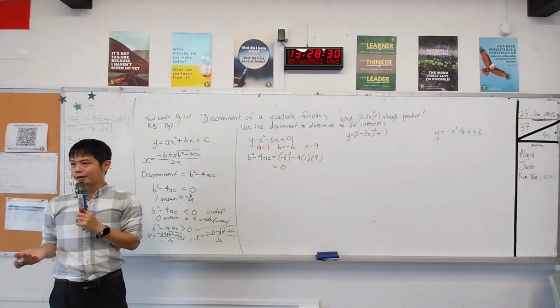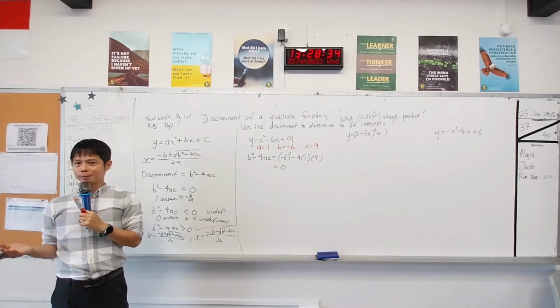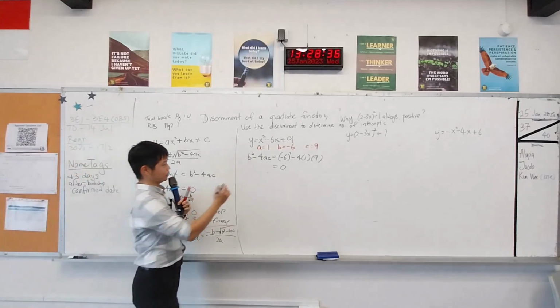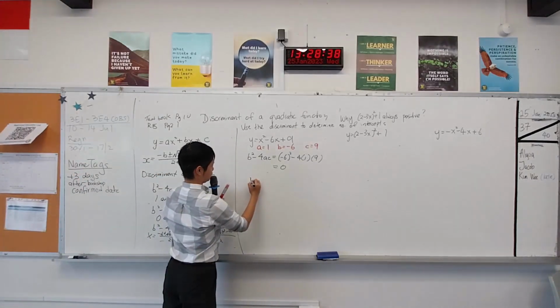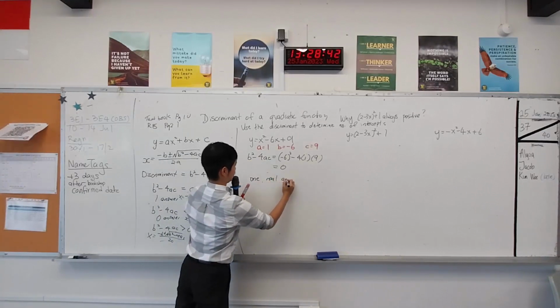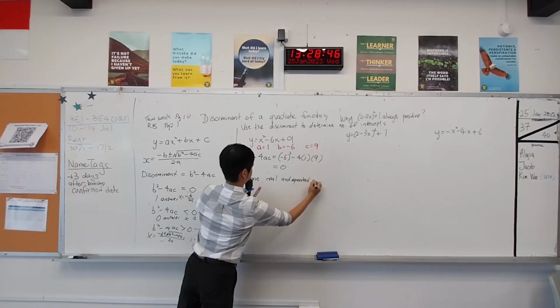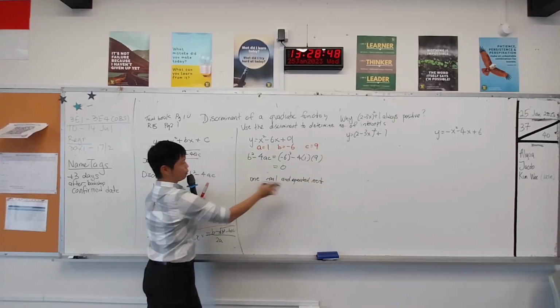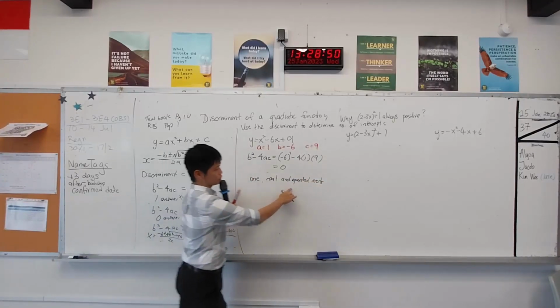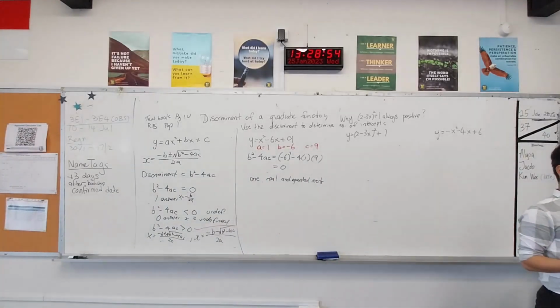So how many intercepts do we have? How many intercepts? Say out. 1. So we have 1. So we have one real and repeated root. Why did I write this word out? So that you revise on it. You keep seeing it.